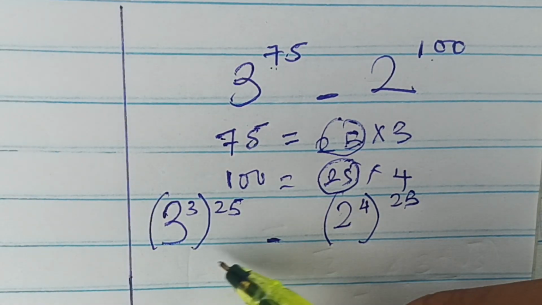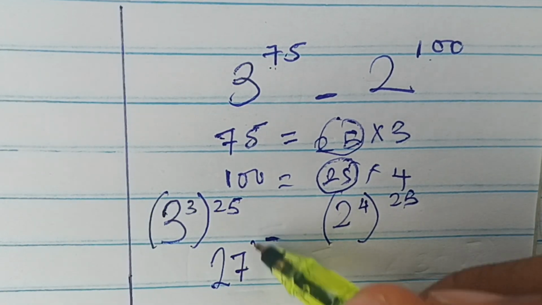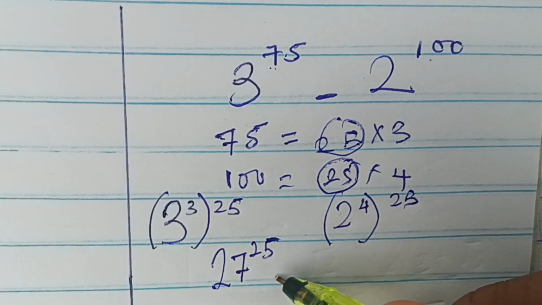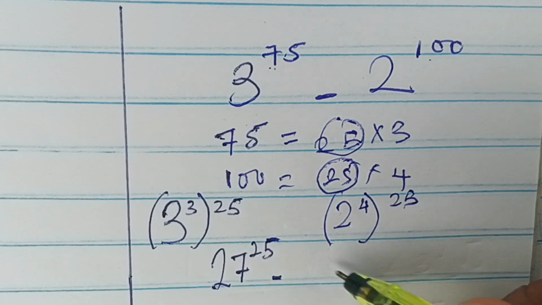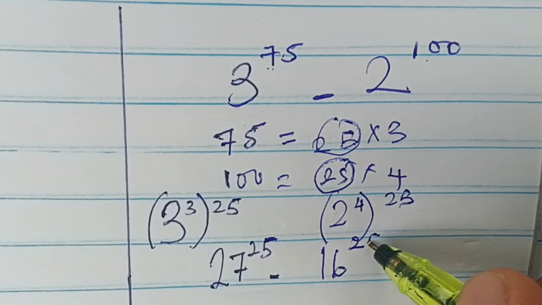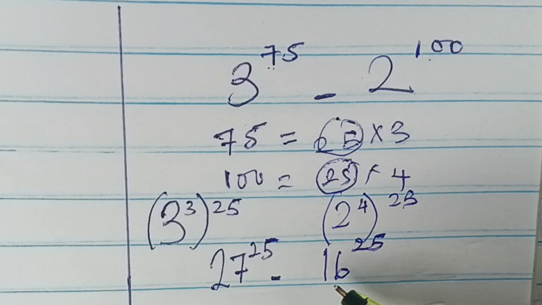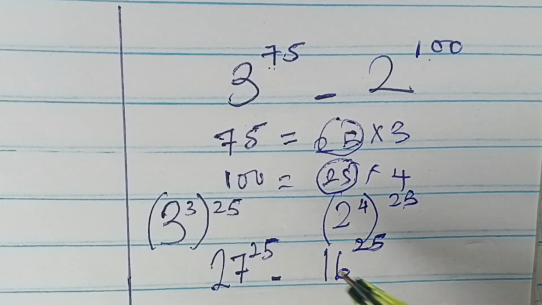3 raised to power 3 is what? 27. Remember that it's to the power of 25 there. And we have 2 raised to power 4, which is what? 16. And there's to the power of 25 here. Can you now see that we have 27 raised to power 25, and you have 16 raised to power 25? Now you have common powers.